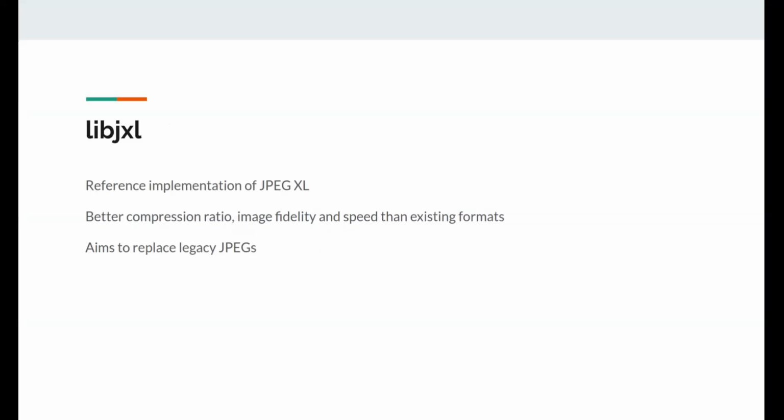To encode the images, we use libjxl, the reference implementation of the JPEG XL image format specification. It generally offers a better compression ratio, image fidelity, and speed than existing image formats. JPEG XL aims to replace the original JPEG format by ensuring lossless transcoding of existing files.